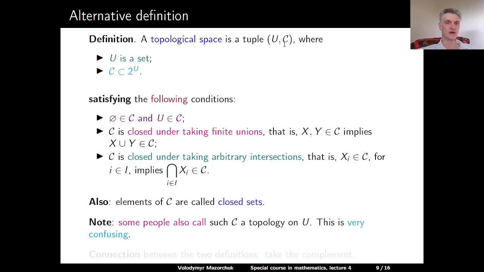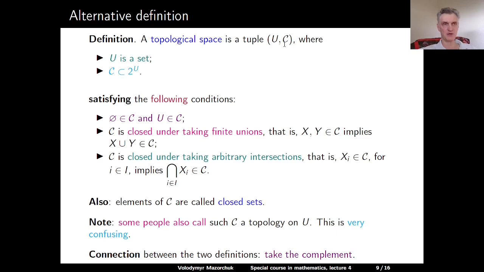But of course we can define a topological space using either open sets and then axioms for the open sets, or closed sets, and here are the axioms for the closed sets. And the connection between the two definitions is given by taking the complement. So we can define a topology using open sets, and then the complement of an open set is closed, which means that we can alternatively define a topology by prescribing what the closed sets are.